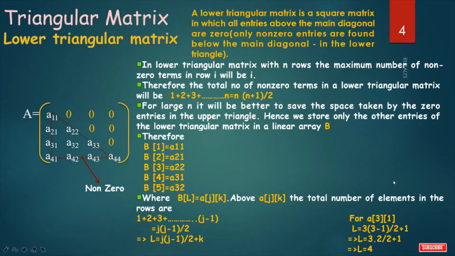Take one example, then this will be more clear for you. For A31, before the third row, how many elements? See, before the third row, there are 3 elements, A11, A21 and A22. So, it is 3 into 3 minus 1 by 2, that is 3, plus the column number. Here the column number is 1, plus 1 means here. So, it is 4. See, A31 is stored in location 4 in the linear array B. In this way, you can easily calculate the position in a linear array.